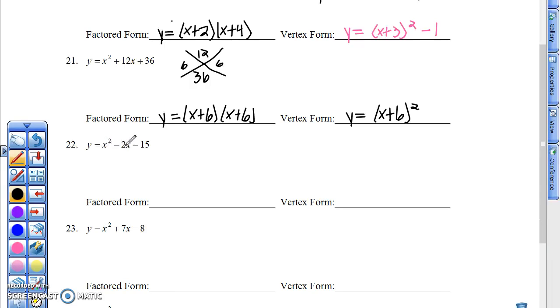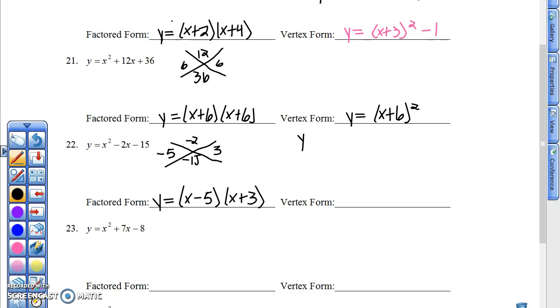X squared minus 2x minus 15. So I'm looking for factors of negative 15 that sum up to negative 2. Since this is a negative number, I have one negative, one positive. To sum up to negative 2, it would be negative 5 and positive 3. So y equals x minus 5 times x plus 3.